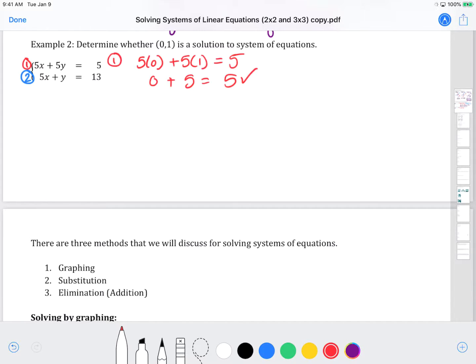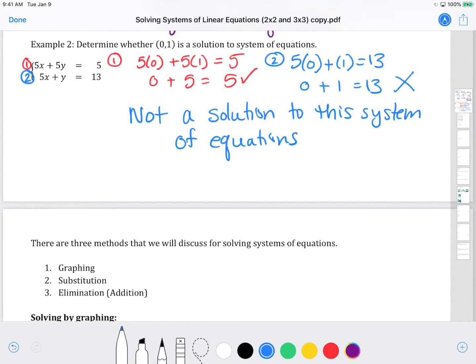In order to say that it works for the entire system of equations, it's got to work for both equations. So I'm going to check it in equation number 2. So now I'm going to plug in 0 for x and 1 for y in equation number 2. So I have 5 times 0 plus 1 is equal to 13. This gives me 0 plus 1 is equal to 13. This does not work for the second equation. So I cannot say that this is a solution to the system of equations.